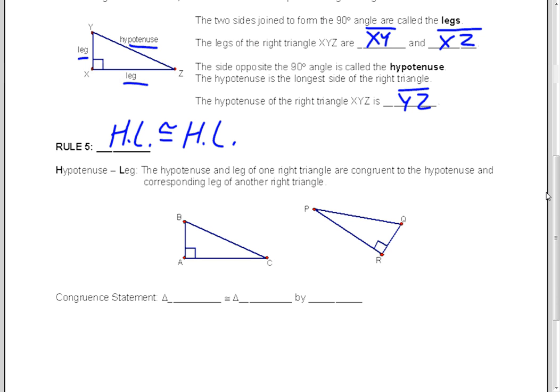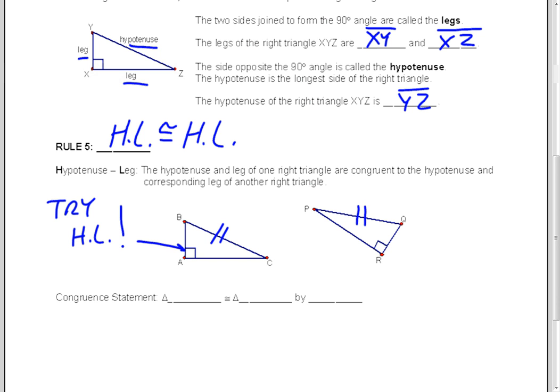Let's look up here. If you have a triangle that's not a right triangle, you only have 4 choices. If it's a right triangle, then you have 5 choices. Anytime you see a right angle, try HL. If you see a right triangle. If that doesn't work, then it could be any one of the other 4, but always try this first.